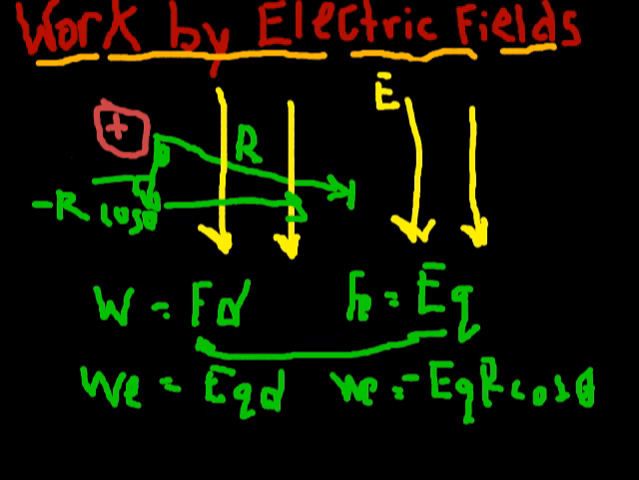If this charge was moving up, then it would be doing positive work. And if it's moving up at this angle, the component of the distance that's parallel to the electric field is actually sine theta in this case. Okay, so this is how you deal with work done by electric fields.